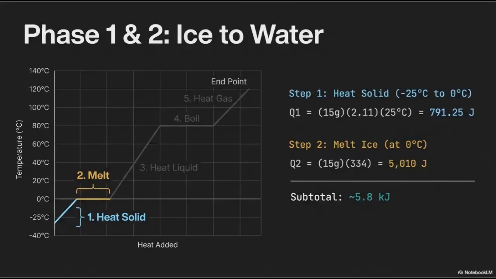Step number 2 is melting. For melting, I use Q equals m delta H of melting. So the mass is still 15. The mass does not change throughout. The delta H is the H of melting, which is 334. And that's how I get the 5,000 joules. And it's just a matter of adding those two heats for now for these two steps.